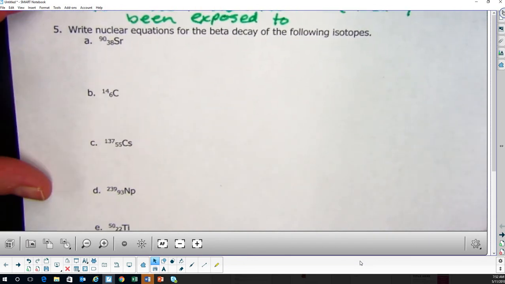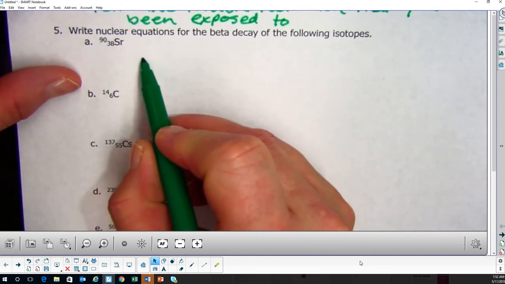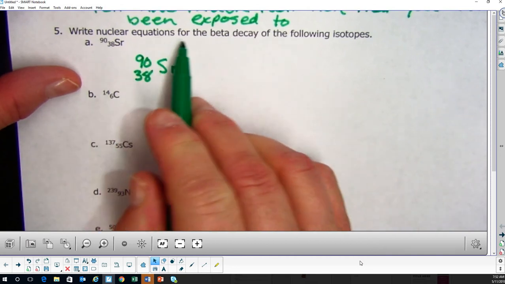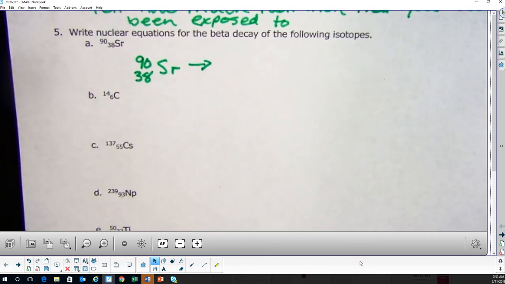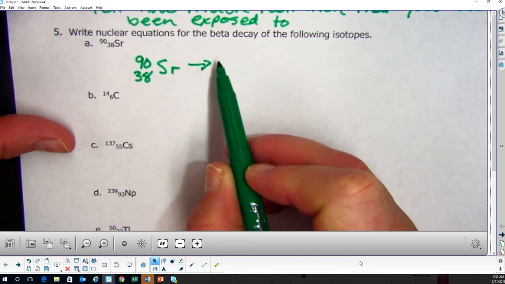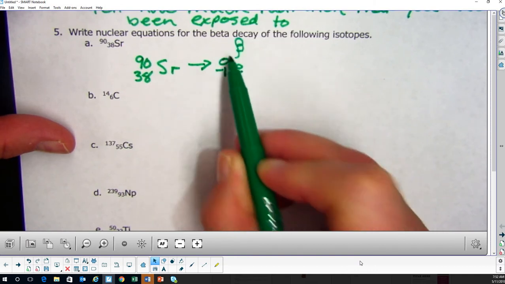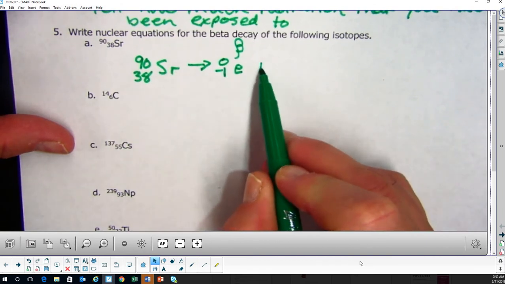Okay, let's go down to this one. I'm going to rewrite this so that we can see it a little bit better. So we're going to do the equation for strontium-90, 90,38 Sr, going through a beta decay. You need to be able to do these equations backwards and forwards. Just remember that the arrow is the equal sign. Okay? So what is a beta? 0, -1. And we can put an e or we can put the beta symbol there, whichever you would like. Then I know I'm going to have to add something else.